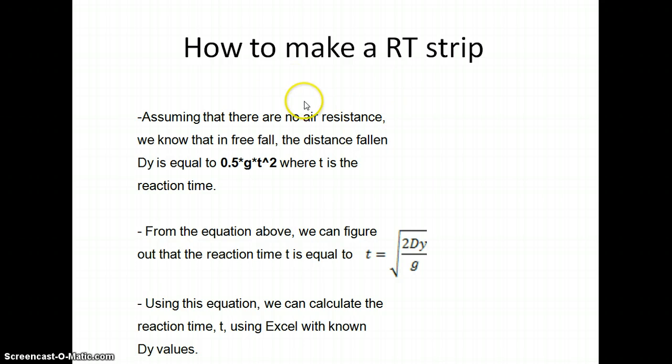Now I'm going to talk about how to make an RT strip first. Assuming there is no air resistance, in free fall the distance fallen dy is equal to 1/2 times g times t squared, where t is the reaction time. From this equation, the reaction time t is equal to the square root of 2 times dy over g. Using this equation, we can calculate the reaction time t using Excel with known dy values.